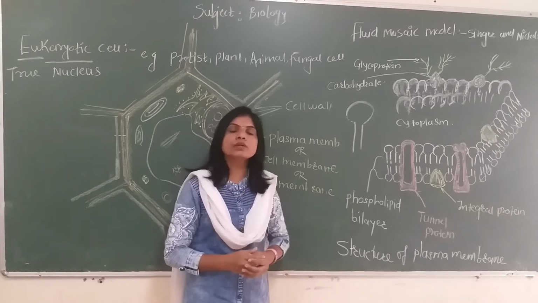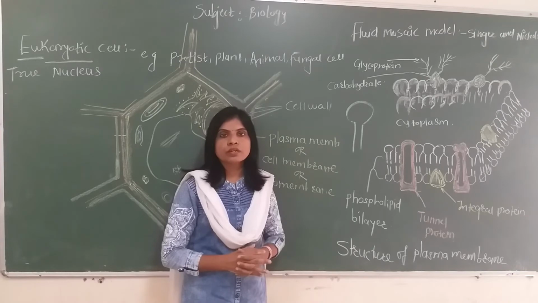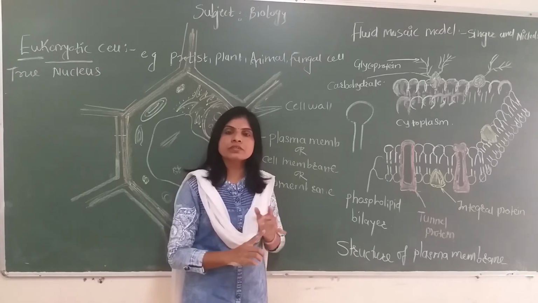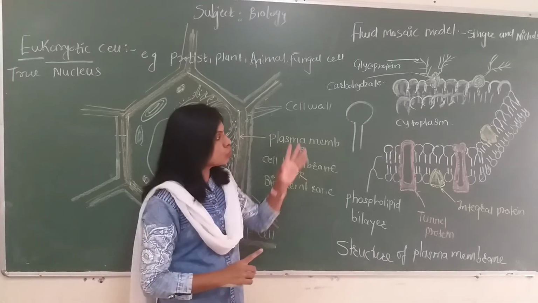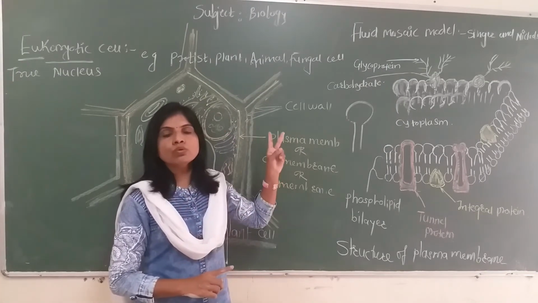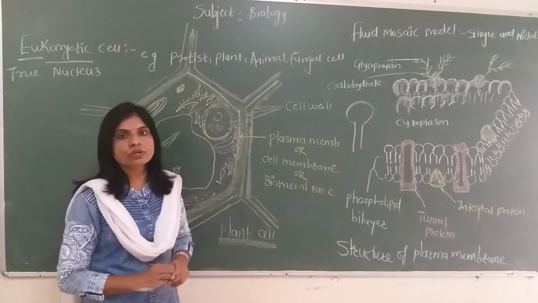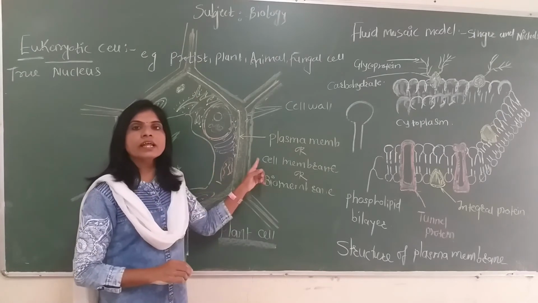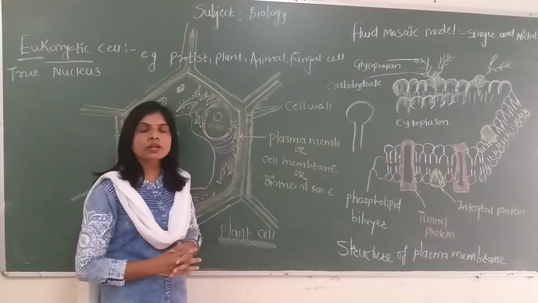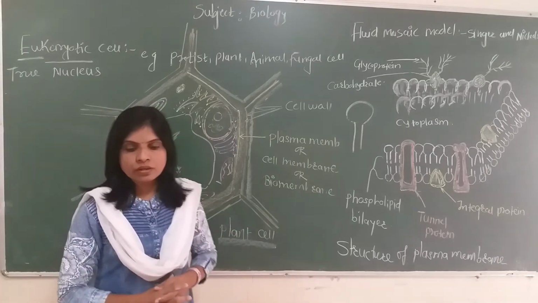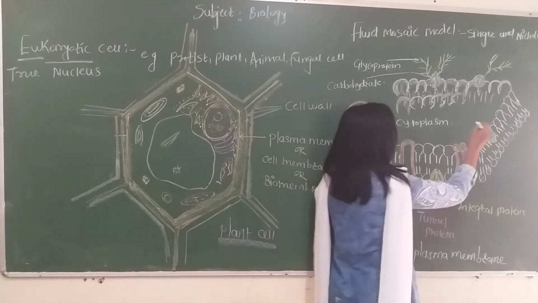This membrane is selectively permeable and it allows two types of transport. The functions of the membrane are, first, protection, and second, the transport of substances in and out of the cells. They allow two types of transport, passive transport and active transport. What is meant by passive transport? When substances move in and out of the cell without utilizing energy, that transport is called passive transport.